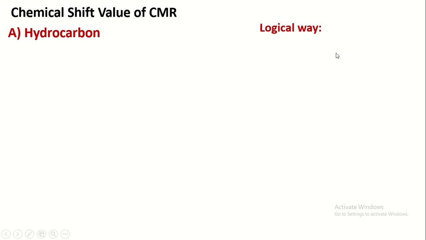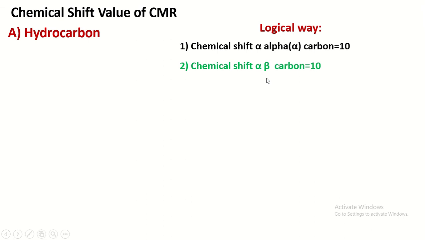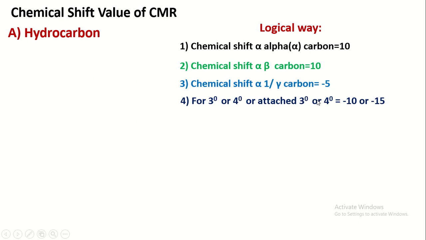The chemical shifts are determined in a logical way. The chemical shift is directly proportional to the number of alpha carbons. For one alpha carbon, it is taken as 10. Chemical shift is also directly proportional to the number of beta carbons. For one beta carbon, it is taken as 10. Chemical shift is inversely proportional to the number of gamma carbons. For one gamma carbon, the value is taken as -5.